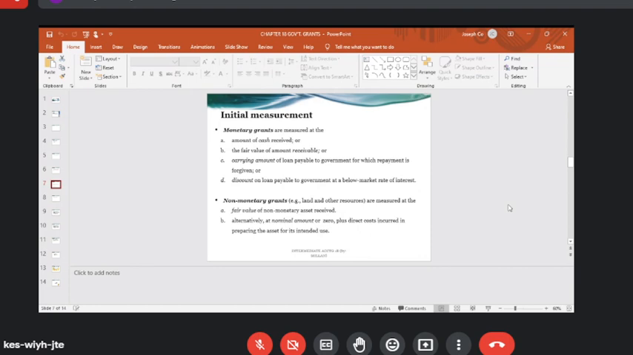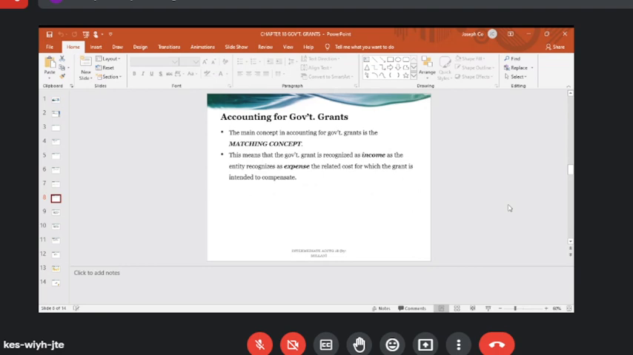Initial measurement. Monetary grants are measured at the amount of cash received, fair value of the amount receivable, carrying amount of loans payable to government for which repayment is forgiven, or the discount on loans payable to government at a below-market rate of interest. Non-monetary grants, for example land and other resources, are measured at fair value of the non-monetary asset received, alternatively at a nominal amount or zero, plus direct costs incurred in preparing the asset for its intended use.